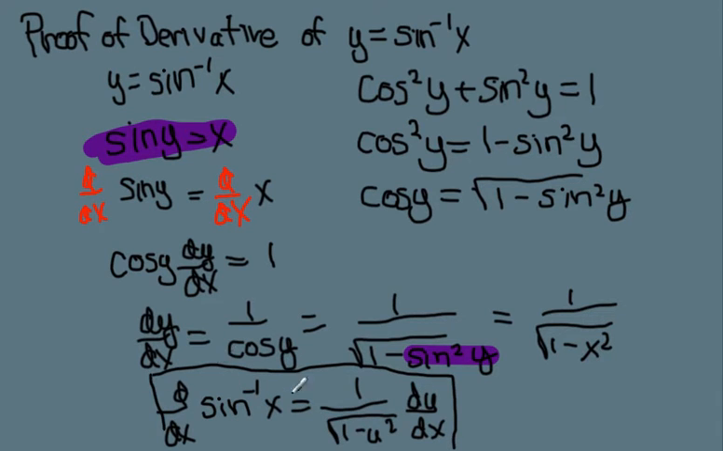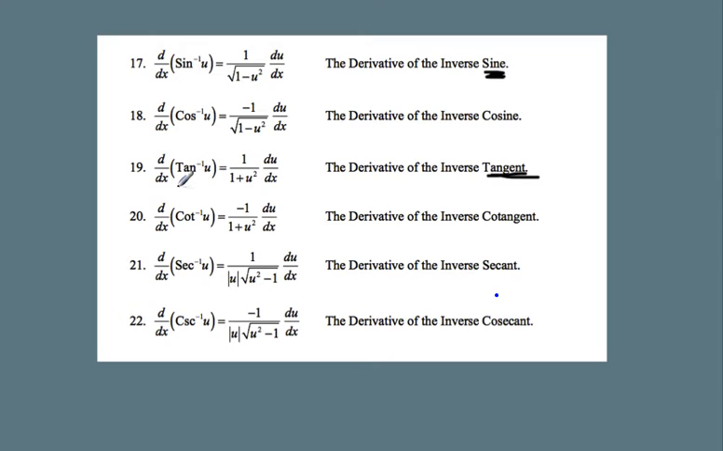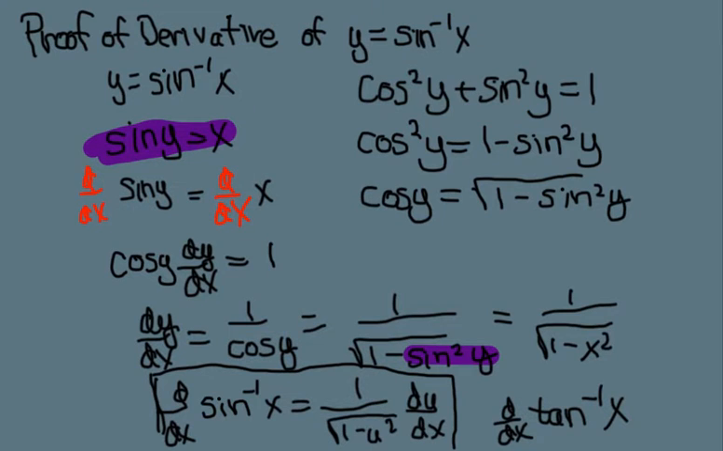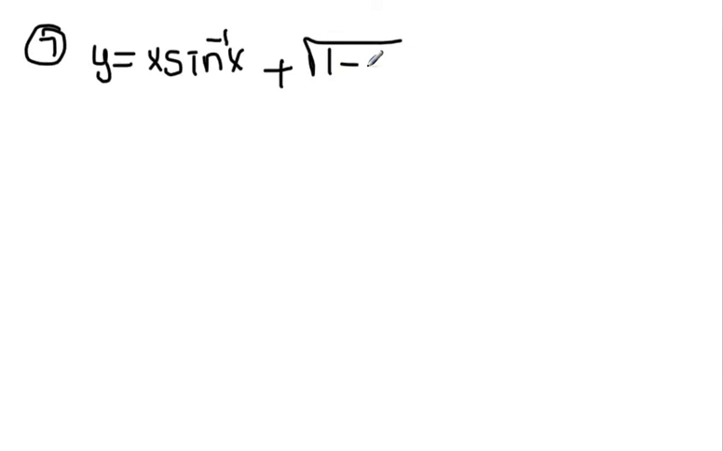I would like you to upload the proof of the inverse tangent. Figure out how to take the derivative of the inverse tangent, and you know that the result should be this formula right here. And in this video, I'm going to do another example, similar to number 7 in your book, and it's going to show how to use this new derivative that we just found. So we're going to take x times the inverse sine of x plus the square root of 1 minus x squared.